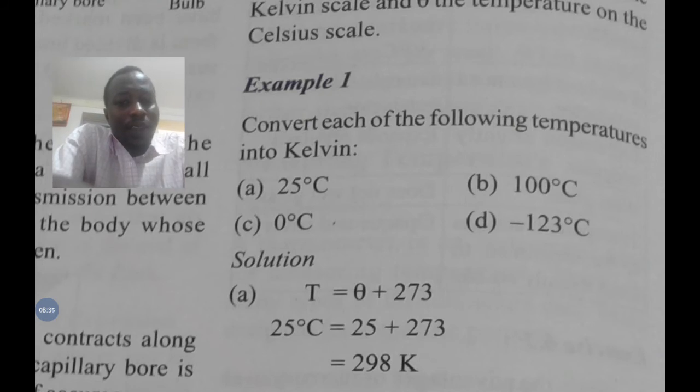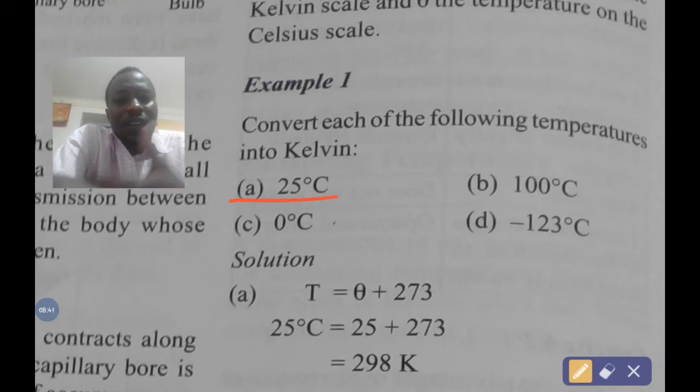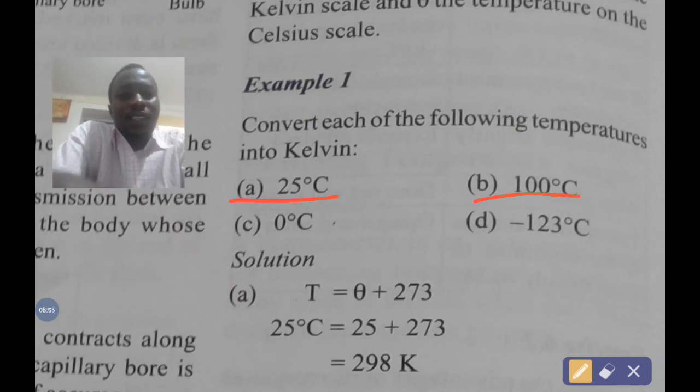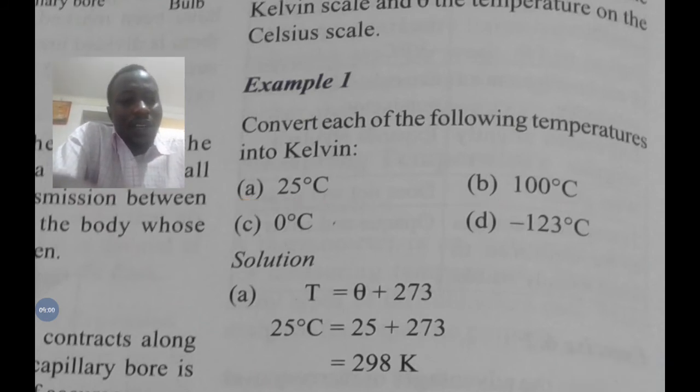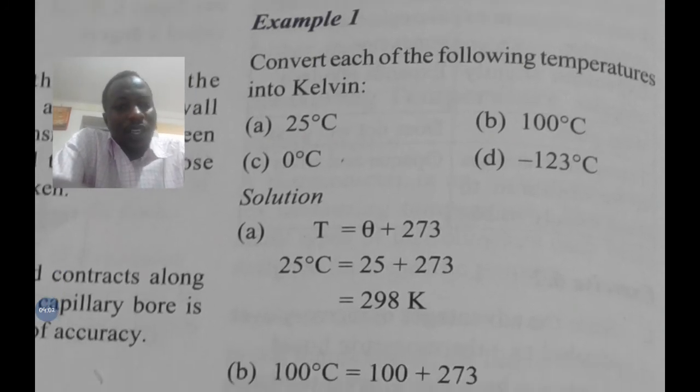So in number A, for example, we're given 25 degrees C. How do we convert 25 degrees C to Kelvin? We will add 273 to that 25. That will give us 298 Kelvin. If we convert 100 degrees C to Kelvin, we simply take that 100, we add 273. We will get 373. So that's the conversion.